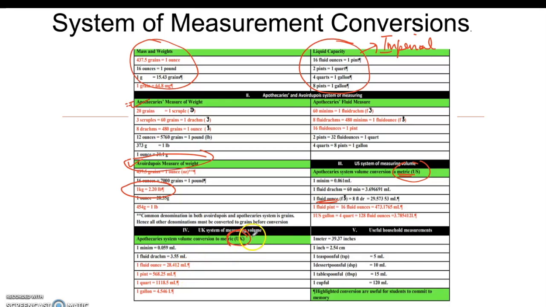So it's very important to qualify what system you are using or which country, whether it be UK or US, when you are converting from the apothecary system of measure to the metric system. And this is really talking to volumetric systems or volumetric conversions, I should say. And then I also have useful household measures, which are here, like teaspoons, tablespoons, cupful, etc. Please note that this system of measurement conversion sheet is also found on your Padlet wall under Unit 2 Resources.